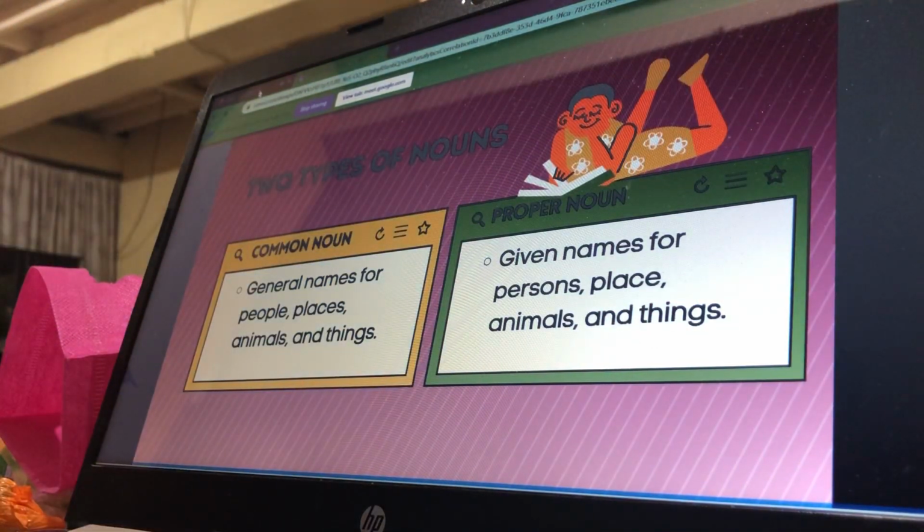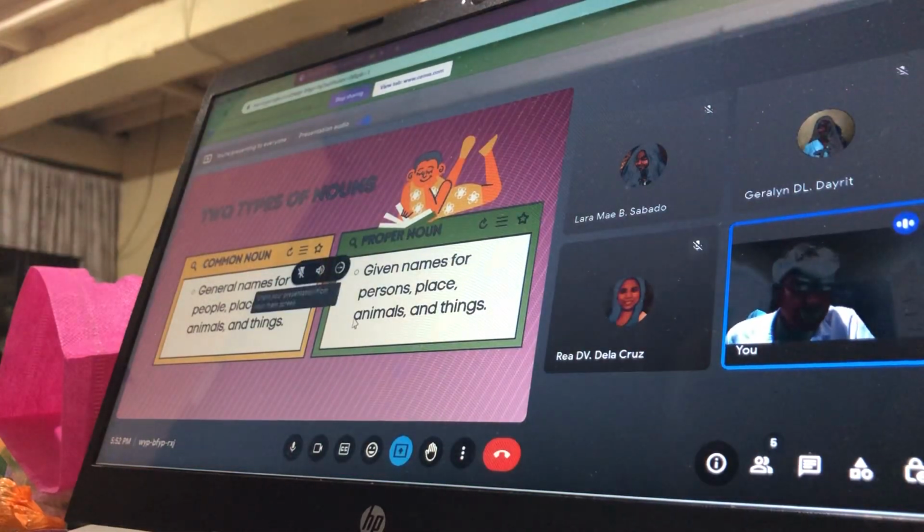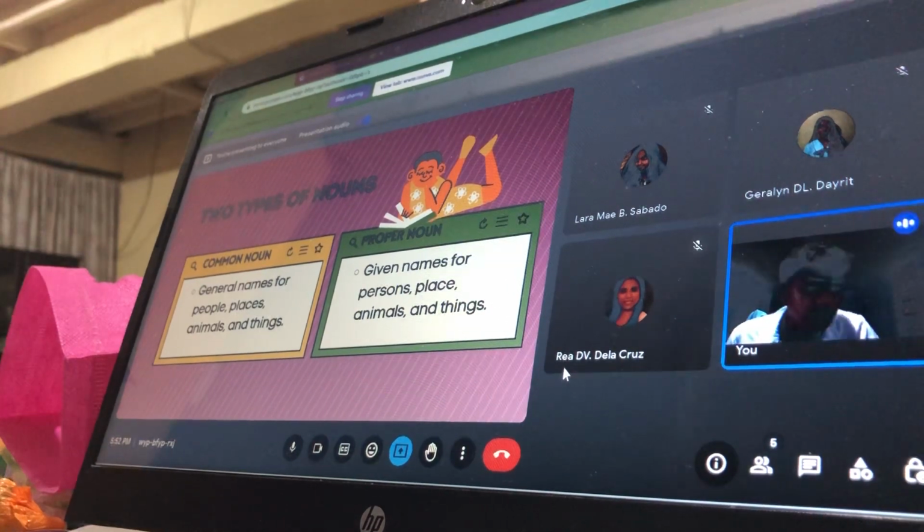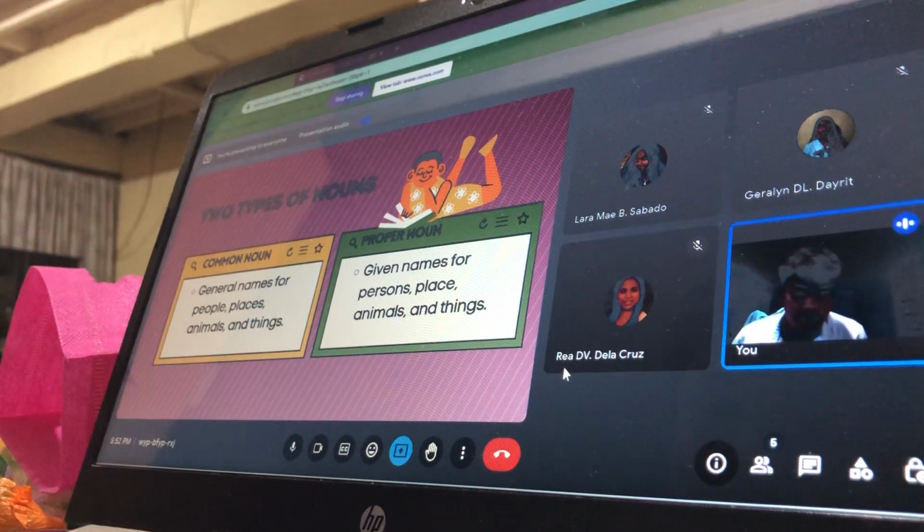So nouns have two types: common noun and proper noun. A common noun is a general name for people, places, animals, and things, while a proper noun is the given name for a person, place, animal, or thing.